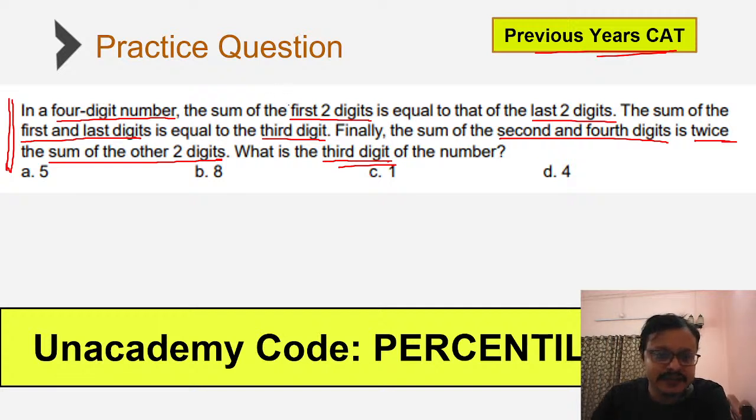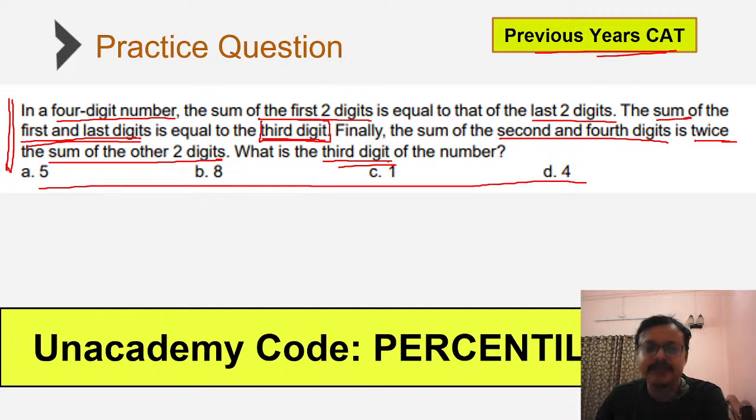Note there's a major hint in the question. The third digit is the sum of the first and the last digits. So simply look at the options and see which option is the sum of two other digits. And accordingly, try marking your answer.